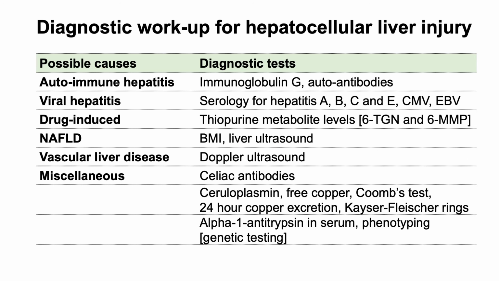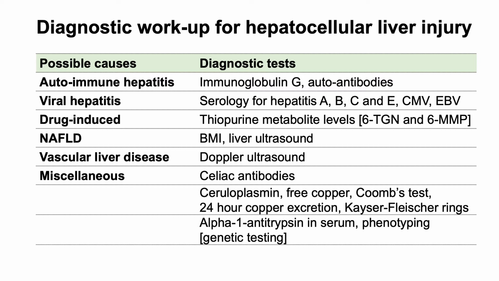Here is the diagnostic workup for a hepatocellular type of liver injury, as in our patient David. Autoimmune hepatitis should be tested with immunoglobulin G and autoantibodies. Viral hepatitis with serology for hepatitis A, B, C, and E, cytomegalovirus, and Epstein-Barr virus. Drug-induced hepatotoxicity should be tested with thiopurine metabolites.